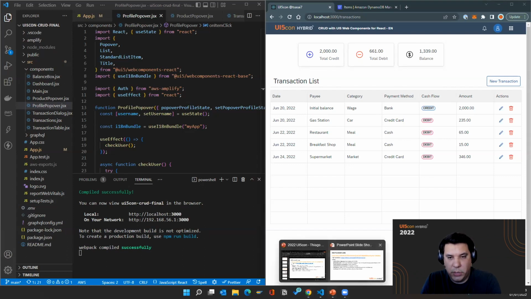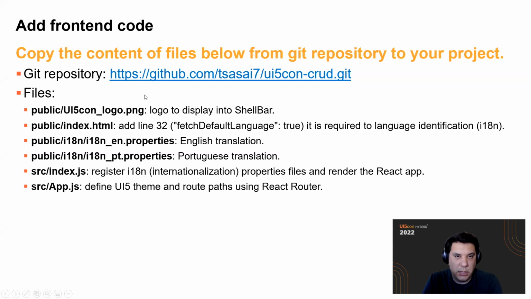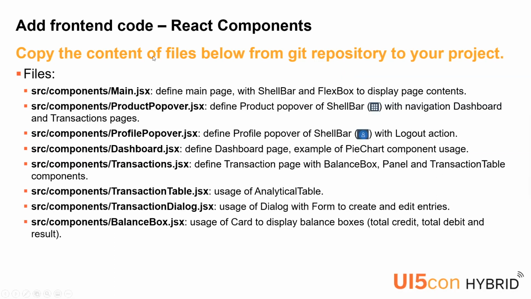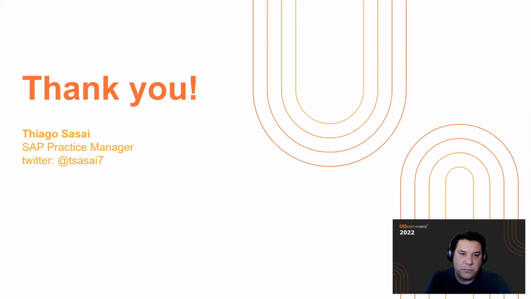Going back quickly to the slides, you can explore more of the code and all the details in that repository. Here I explain a little about the files that you need to copy, or copy the content. And here's another list of files. If you follow exactly these steps, you will run exactly the same application I showed you here. So that's it. Thank you very much.